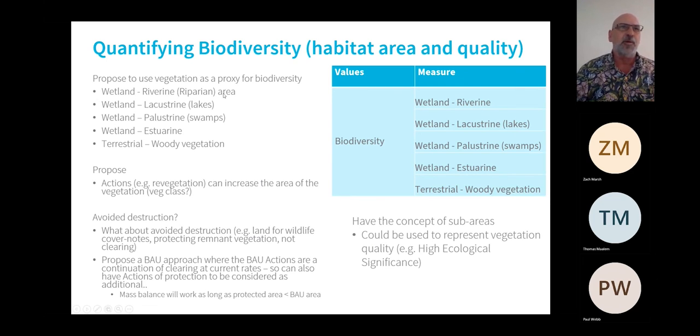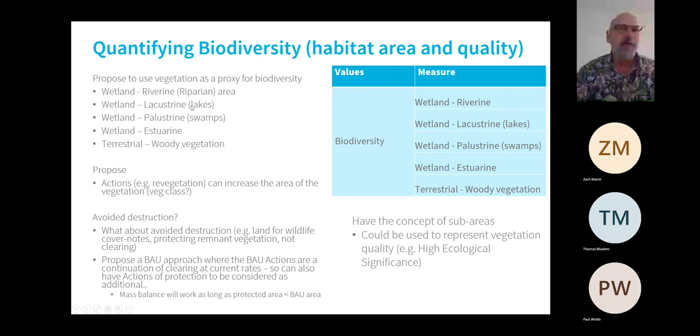So we're looking at the moment at riverine, so the wetland layer, but the riverine component, so the stream network, lacustrine, and then palustrine, which is sort of swamps and billabong, so things with a lot of vegetation. Lacustrine is largely open water bodies, estuarine areas, and then terrestrial revegetation.